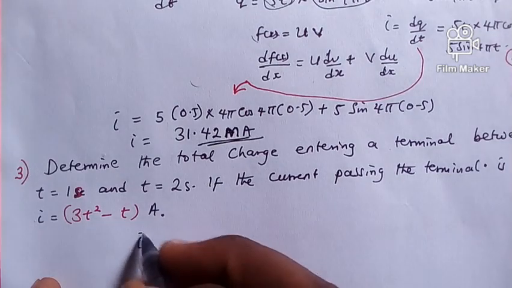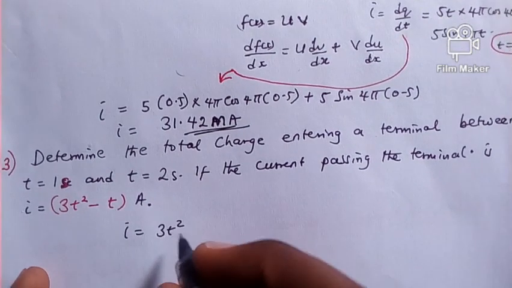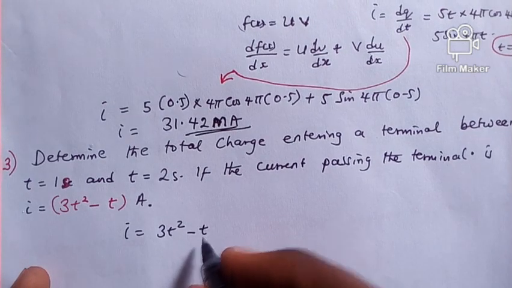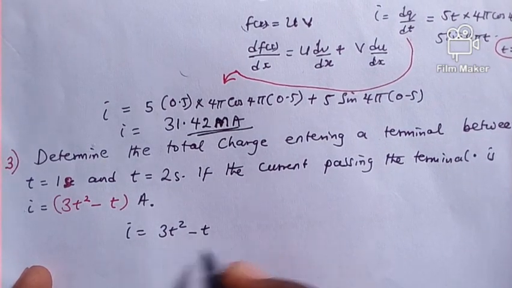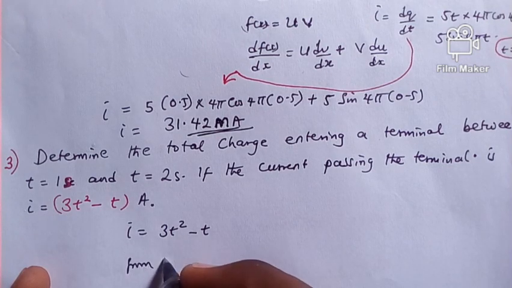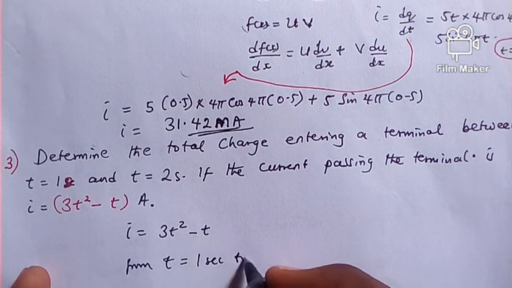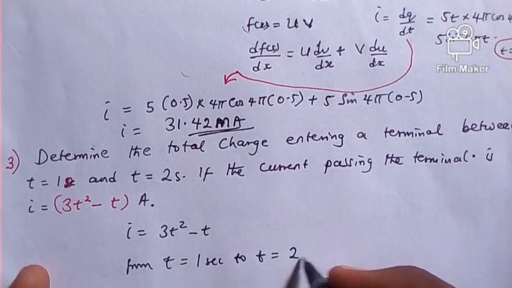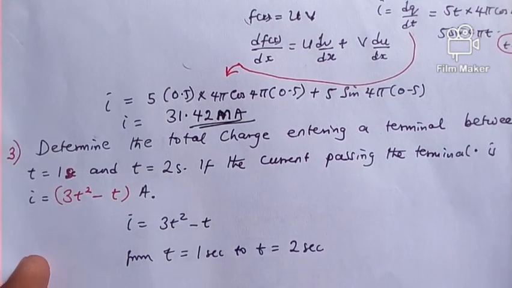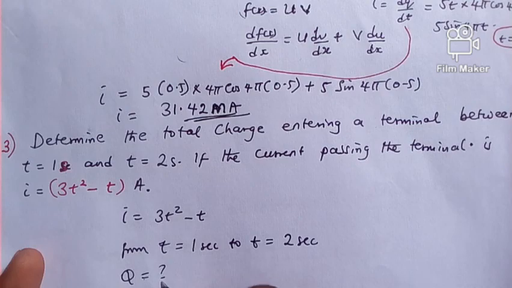We were given current equal to 3t squared minus t. Now, we were given the interval, or the range, which is from t equals 1 second to t equals 2 seconds. And what are we asked to find? We are asked to find the quantity of charge.